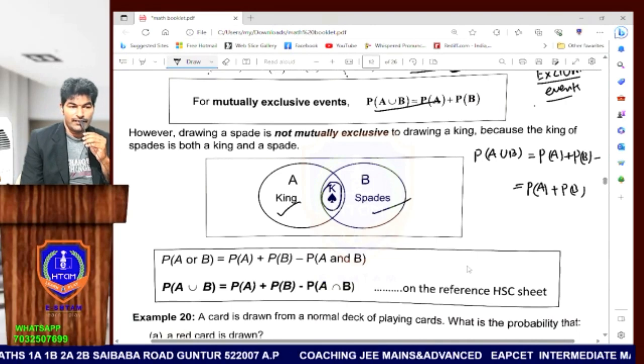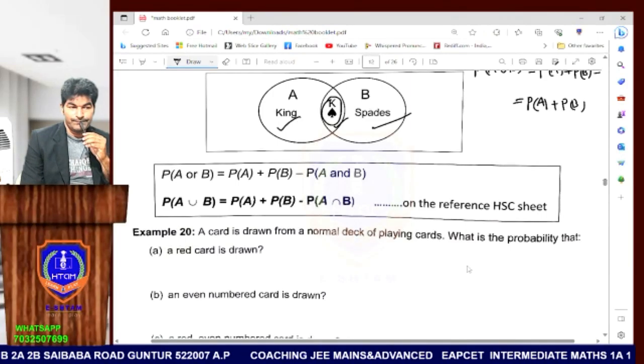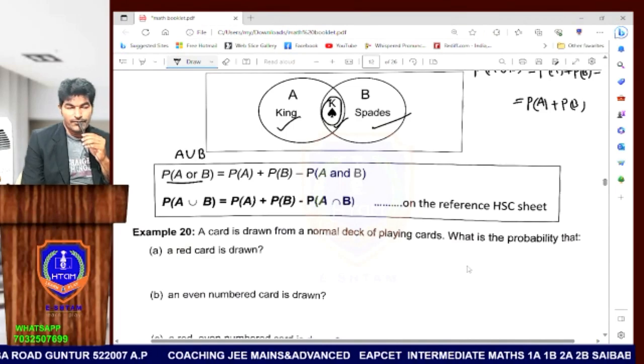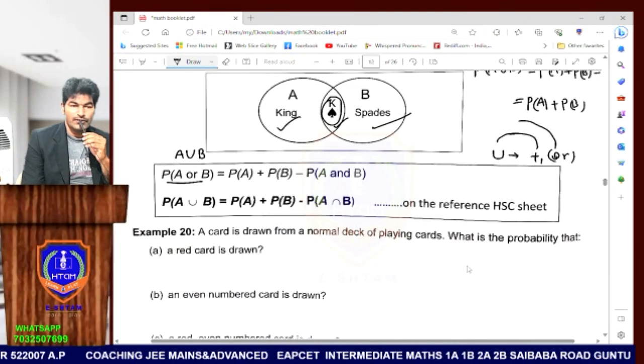Okay, spade king is a common value. Understood? So we have that event 1. So P of A or B, or P of A union B. A or B, you can also write as union. That symbol indicates "or". You can use either for this.